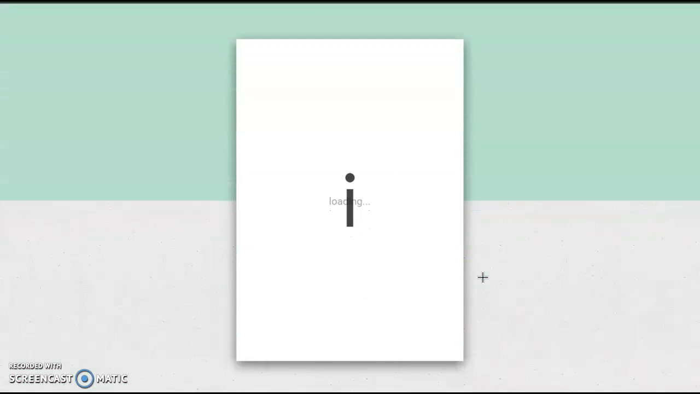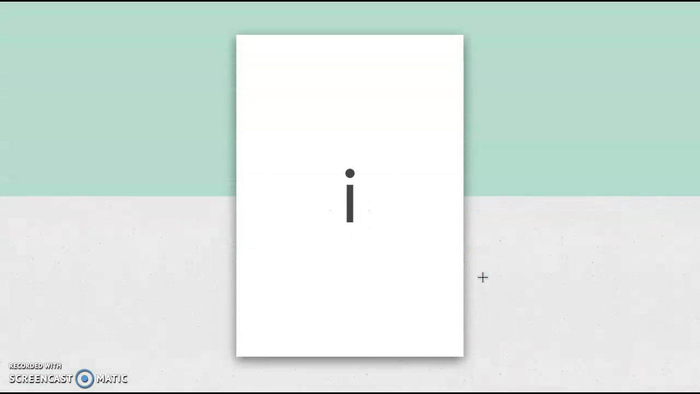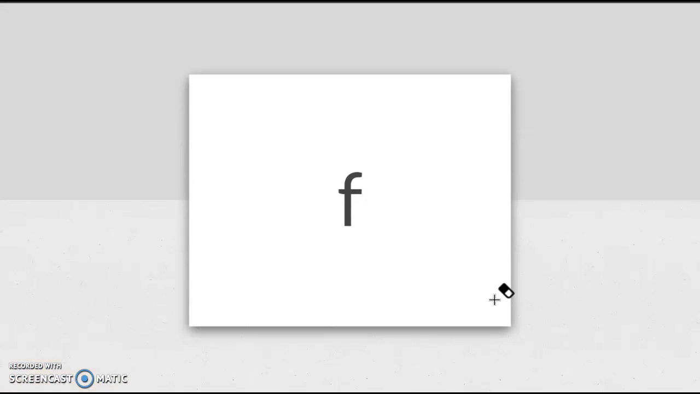Our second letter is I. Letter I makes the I sound. Can you make the letter I sound with me? I. Our next letter is F. F makes the F sound. Make the F sound with me. F. Great job.